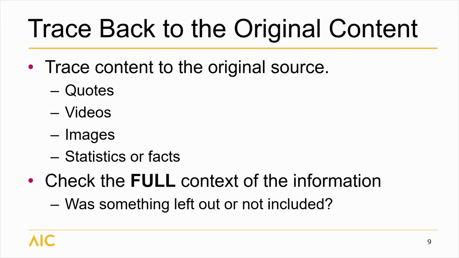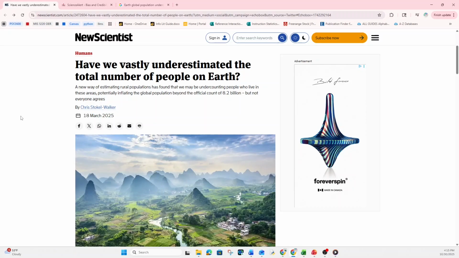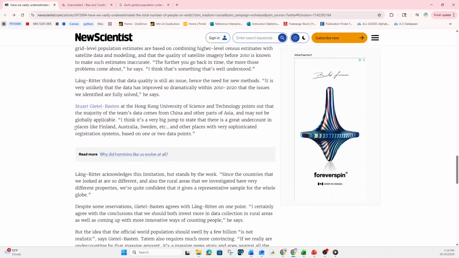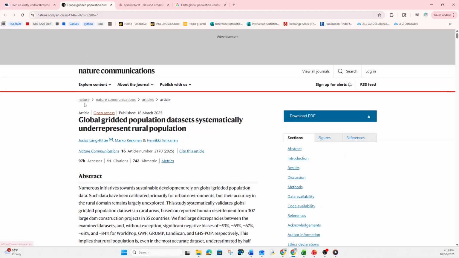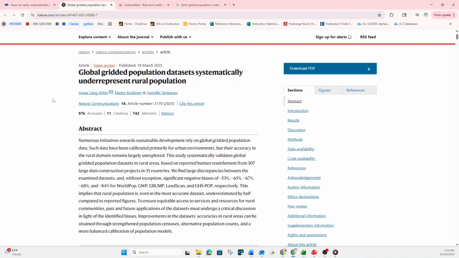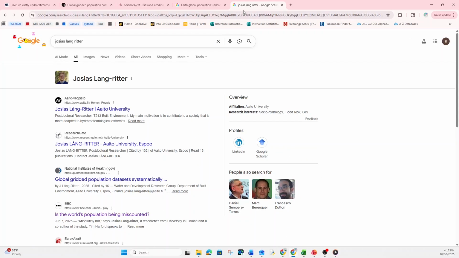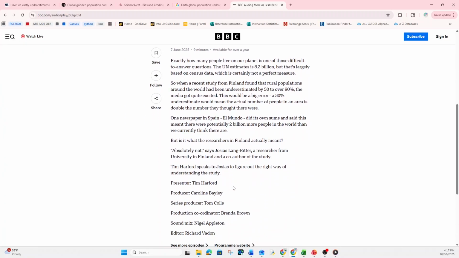Our last step is to trace the story to its original context to make sure we're not missing anything. Let's have a look at our New Scientist article again. Our New Scientist article names an article by Josias Langritter and colleagues from Aalto University in Finland as its source. If we read the original article, titled "Global Gridded Population Datasets Systematically Underrepresent Rural Population," we find that the article is not arguing that the entire population of the Earth is undercounted, but that the population counts of rural areas specifically are inaccurate, and that researchers must do more research into better population counting tools. In fact, if we look up that author, Josias Langritter, we can even find an interview he did with BBC responding to the virality of his study. He too stated that this was a paper meant to identify an issue with population counting tools first and foremost.